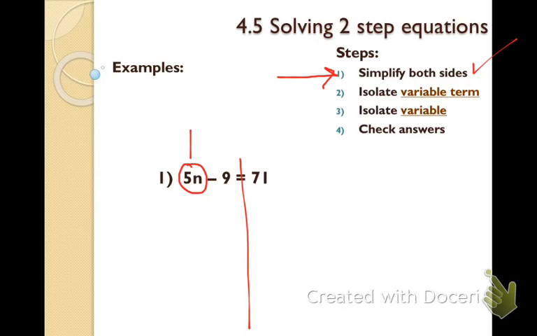Why is this thing not by itself? It's not by itself because there's a minus 9 with it. So let's get rid of minus 9. What's the inverse of minus 9? Plus 9. If I add 9 to that side, it will get rid of minus 9. But the golden rule says I need to do it to both sides. So if I simplify the left side, those cancel out because they are inverse operations, and I'm left with 5 times n equals 80.